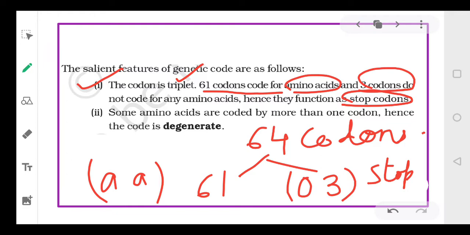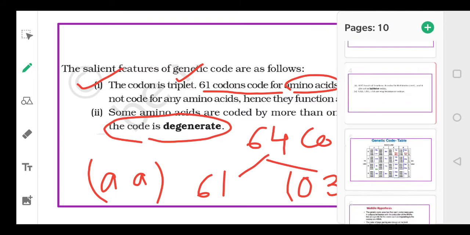The second most important feature regarding the genetic code is that it is degenerate. Now, what do you mean by degenerate? This means one amino acid can be coded by more than one codon. Okay, is it clear, everyone? Let's take an example of this.